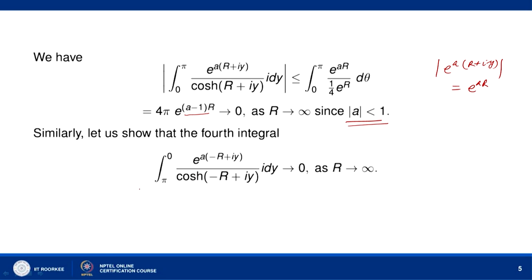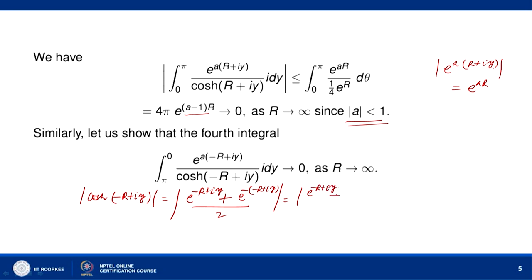What we do? Let us consider first a lower bound for cos hyperbolic (minus r plus I y). So, mod of cos hyperbolic (minus r plus I y), let us find. So, this is equal to mod of (e to the power (minus r plus I y) plus e to the power minus of (minus r plus I y)) divided by 2, and this is equal to mod of (e to the power (minus r plus I y) plus e to the power (r minus I y)) by 2. This is greater than or equal to, let us first take mod of this minus mod of that. So, mod of e to the power (r minus I y) minus mod of e to the power (minus r plus I y). Mod of e to the power r into e to the power minus I y, mod of that is 1.